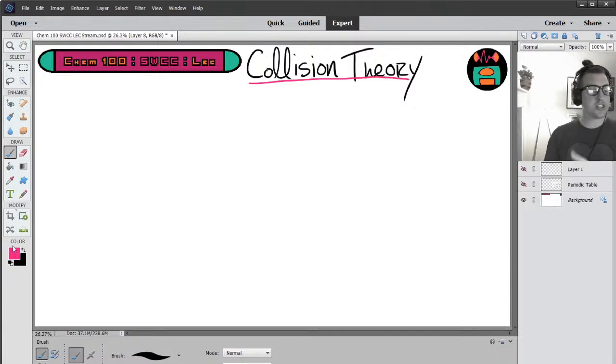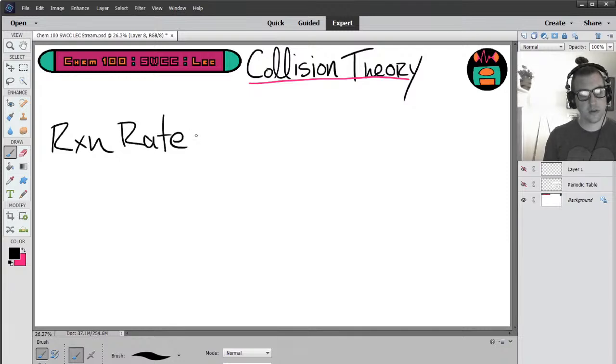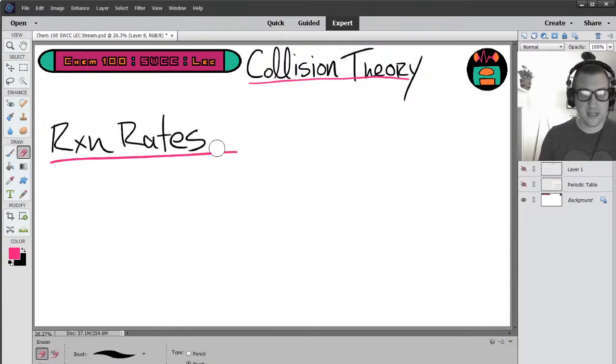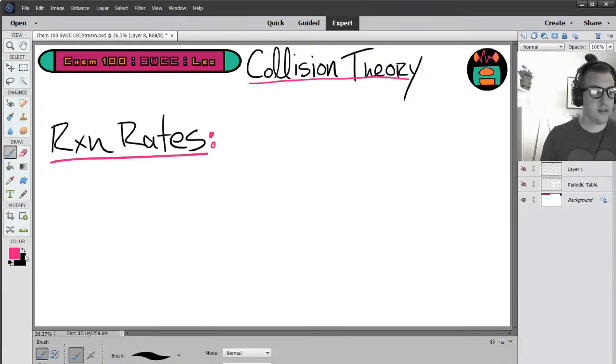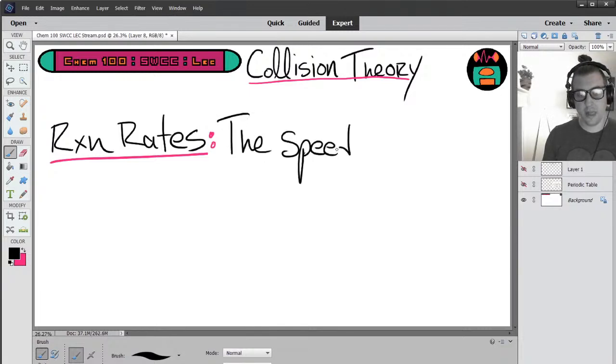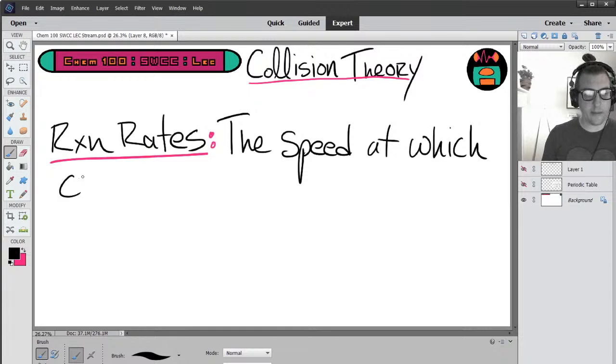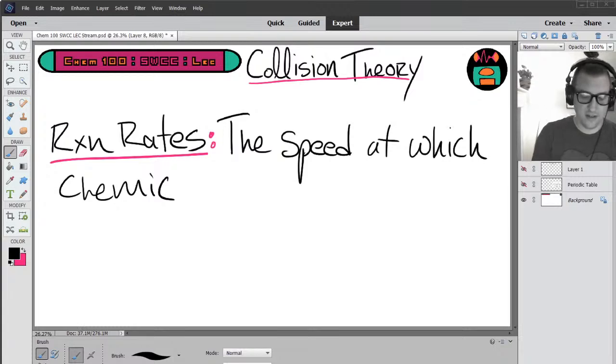And real quick, just so you know, when I talk about reaction rates, I'm talking about rates as in speed, not cost. So we're talking about the speed at which chemical reactions occur. Oh, rocks, this is going to be fun. It so totally will be.